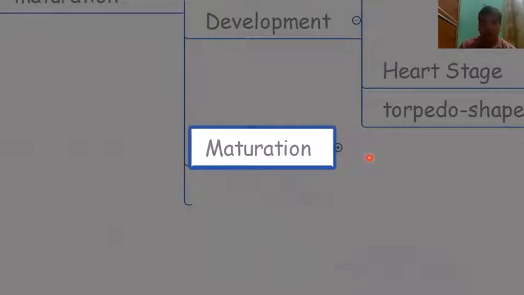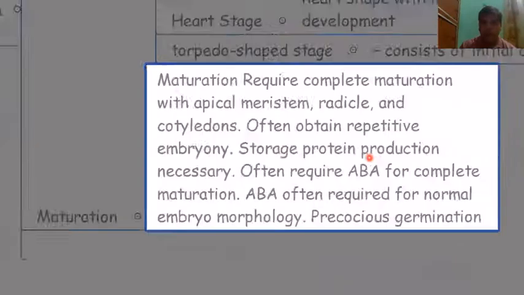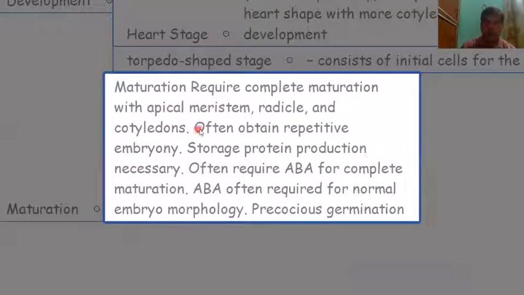And it further leads to the maturation of an embryo. Now, let's first discuss the conditions required for maturation. Maturation requires complete maturation, meaning complete maturation with the apical meristem, radicle, and cotyledons. And it is often obtained from repetitive embryony. Sometimes, many times, it also results in this repetitive embryony.